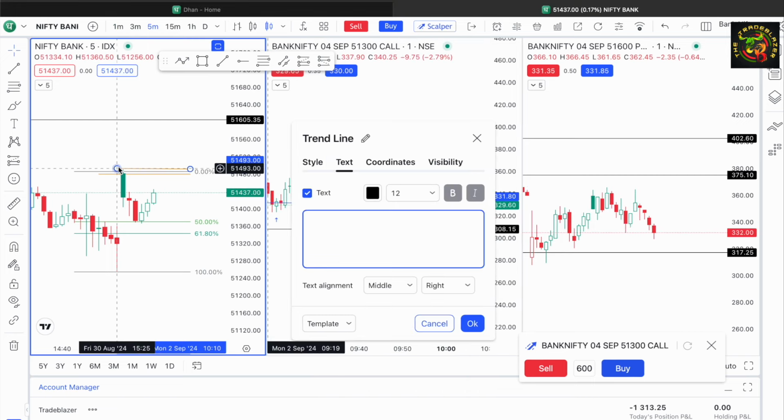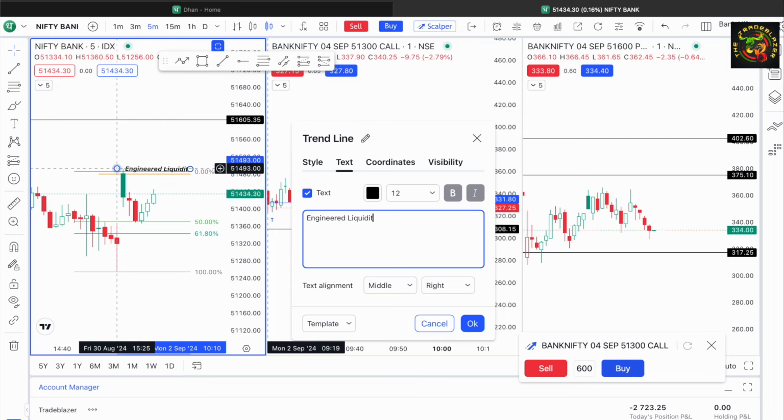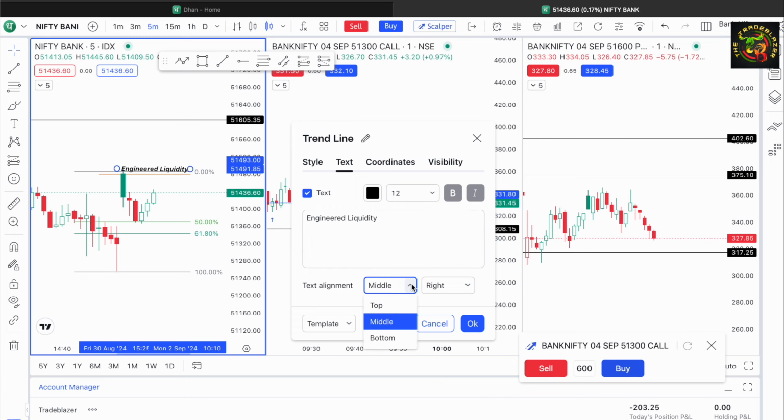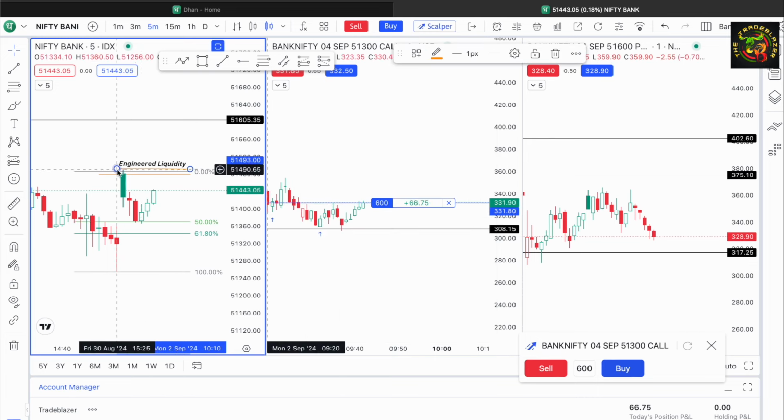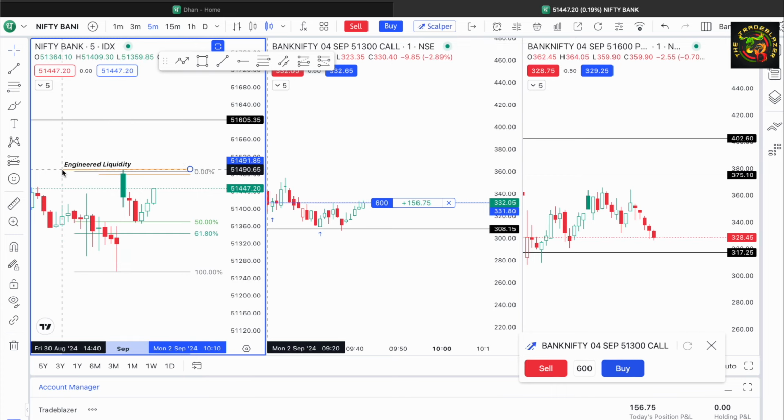Let me try to mark the levels over here. This level on top is going to be the engineered liquidity, where price gaps up and then creates a liquidity. If the market finds a support and then starts moving up, obviously this level will be taken out, and then we can see a further move up as well.